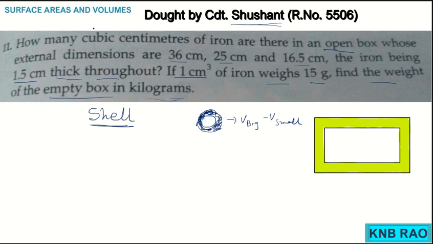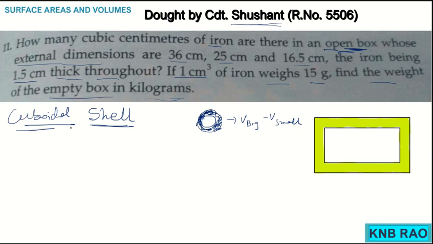Why? Because here there is an iron box, but it's an open box. That means on top it is open. Okay, but in the rest of the places it is covered. So it has two dimensions, that is external dimensions. Obviously there will be internal dimensions. Let me explain that. Okay, here this is a cuboid shape. Box is in a cuboid shape. Why? Because length, breadth and height are there. Okay, it's a cuboidal shell.